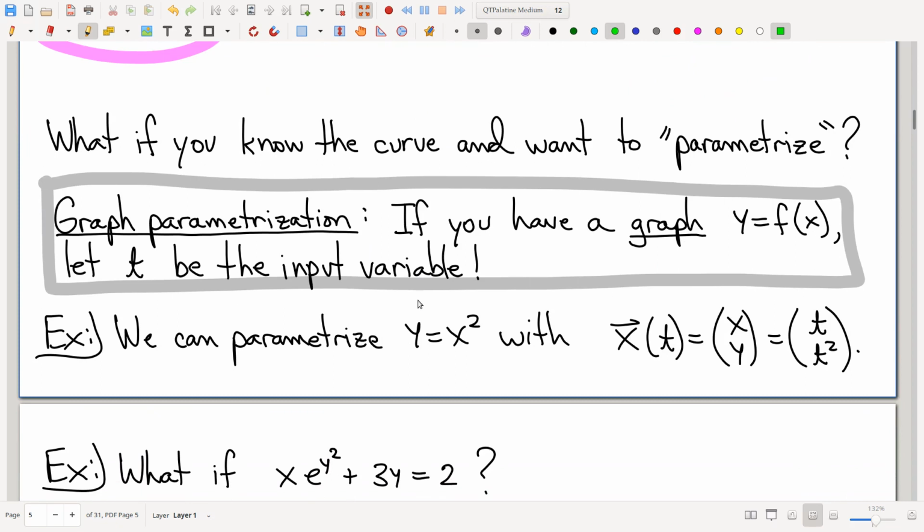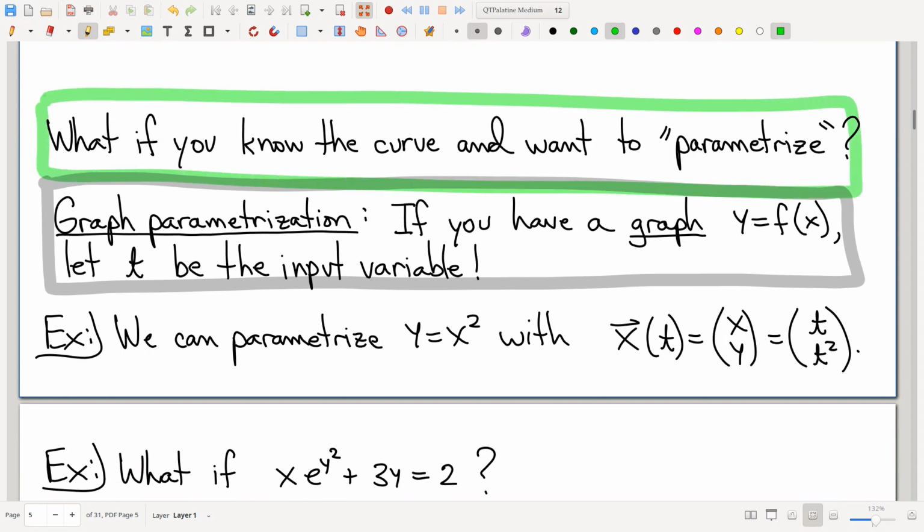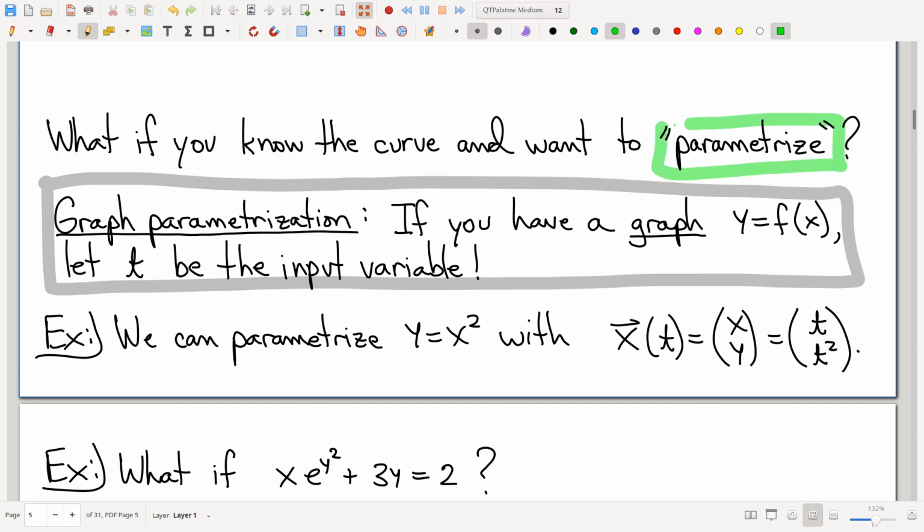Next question. What if we want to go the other way? Every example we've seen so far, I gave you a parameterization. The question is, what's the curve? Now we're going to entertain, suppose I give you a curve. How would you find a parameterization? And this act, by the way, of finding a parameterization is called parametrizing the curve.